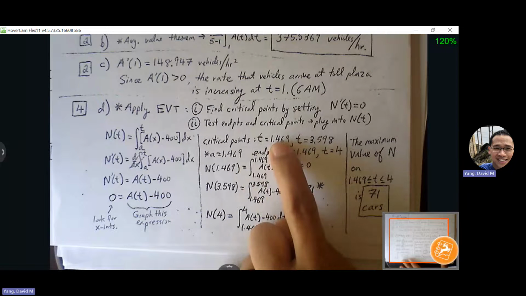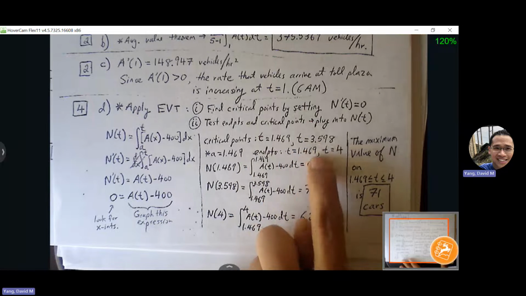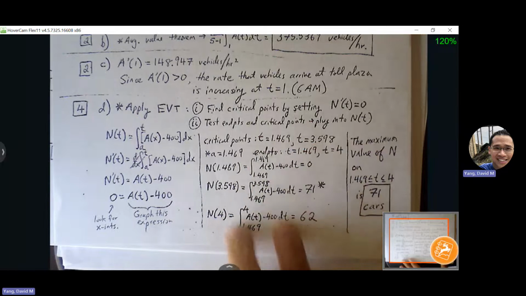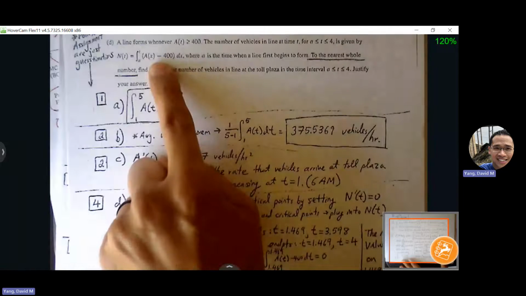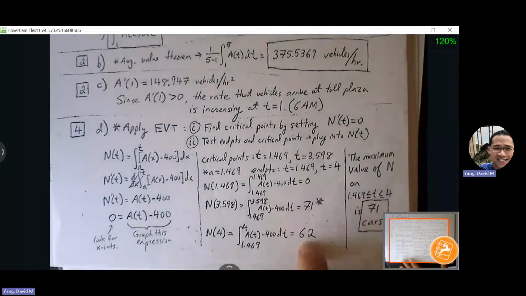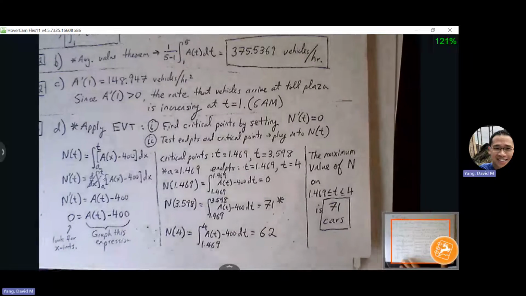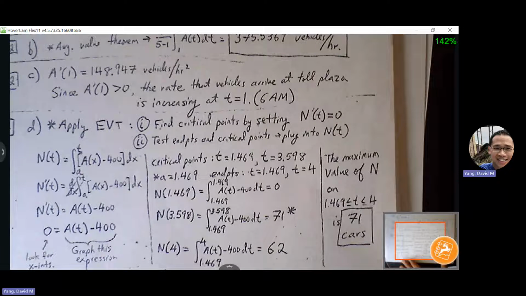Because 1.469 also acts as an endpoint, we'll test that, and 4, and 3.598. They all go into the N of t equation that's given to us. Then we can just plug that in and compare values. 71 will be the largest, and that will occur at 3.598 hours.